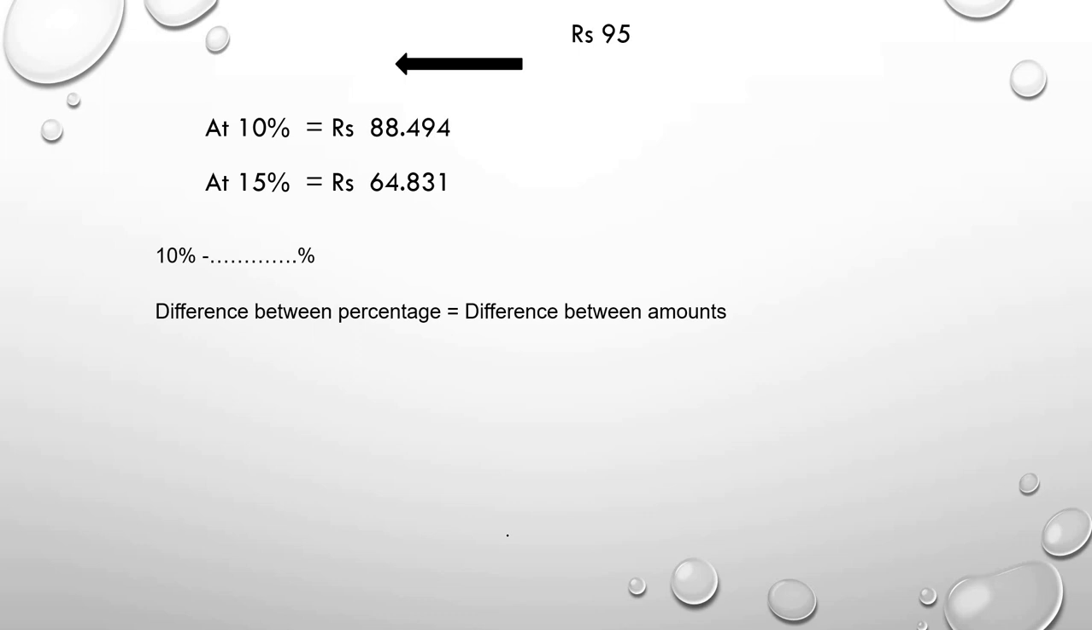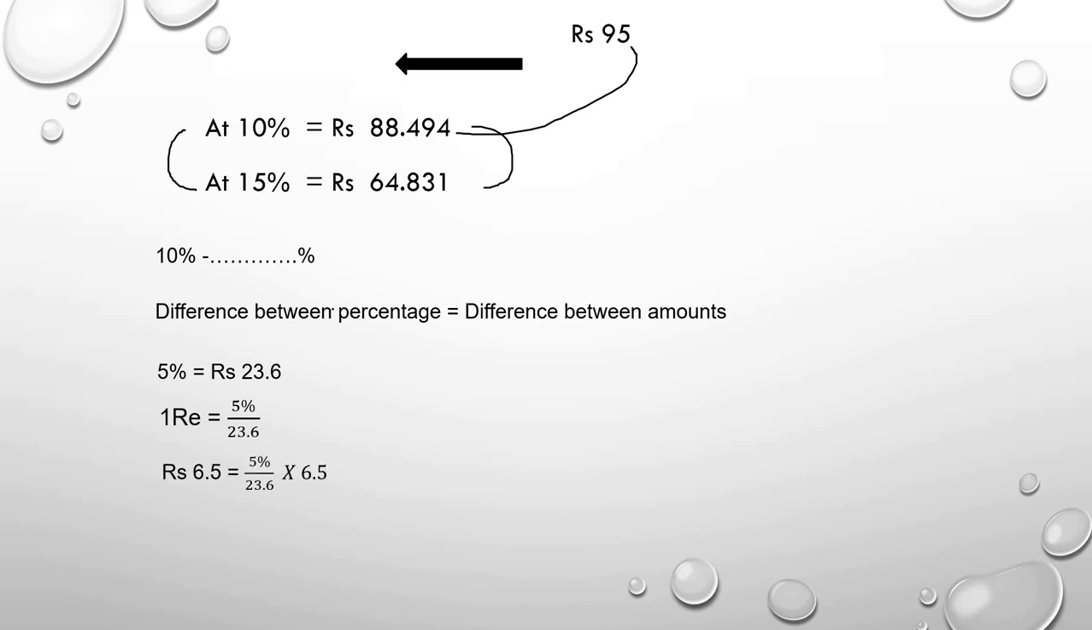So again the same thing. We are going to take the difference: 10% to 15% is 5%, and the difference of 88 and 64 is 23.6. So 5% will create a difference of 23.6. Now again for 1 rupee it will be 5% upon 23.6. And now I am going to take the difference of 88 and 95, so I see how much difference there is in the amount. That difference is 6.5 rupees. The difference of 88.495 and 95 is approximately 6.5.